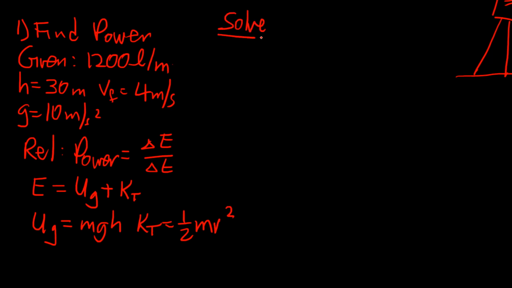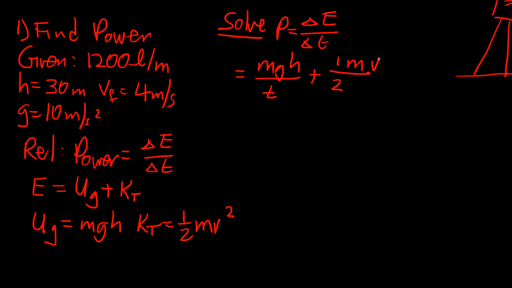I'm going to do a little more symbol manipulation first. So I know that power is equal to change in energy over my change of time. So let's go ahead and change this a bit. It's going to be mgh over t plus 1/2 mv squared over t as well. What's nice is, let's take a look at this. We have m over t here and m over t here. Do we have a rate? Yeah, so we've got this.